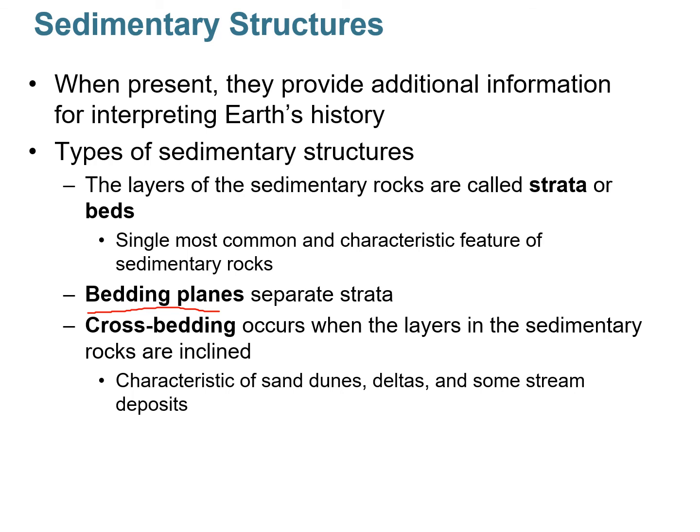In some cases, we can see cross-bedding. Cross-bedding occurs when you have layers of sedimentary rocks that are inclined one way and then inclined another way, deposited on top of each other, and that's really characteristic of sand dunes. Deltas, for example, with shifting distributaries and rivers.